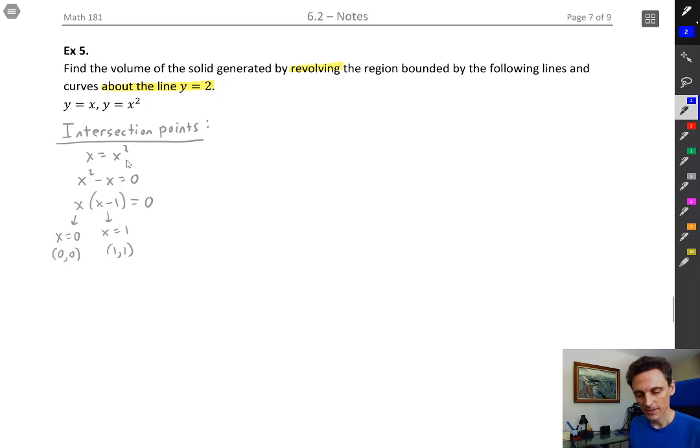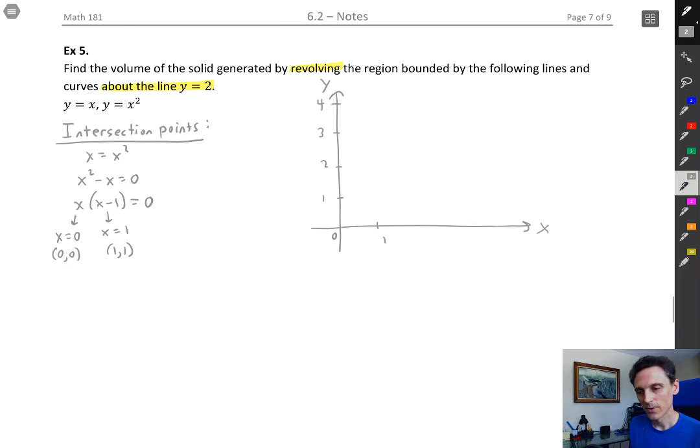Here's the work to show that. Just set the two functions equal to each other, move all the terms to one side, factor, and then set each factor to 0, and you get x equals 0 and x equals 1. Now, we can use this information to help us draw a picture of our region. So what I'm going to do is draw the coordinate system, and I'll pause the video for a moment to draw it. So there's our coordinate system.